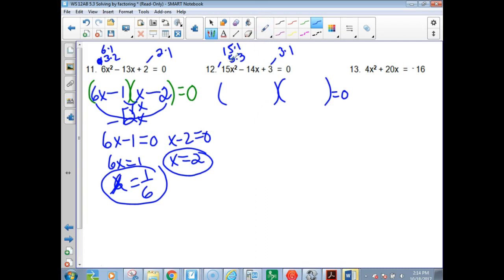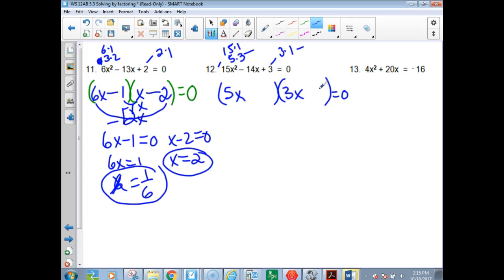3 times 3 is 9. 5 times 1 is 5. 9 plus 5 is 14. It's these. You got to use that. So I'm going to do 5x and 3x. I don't want 15x. So I guess that wouldn't work.